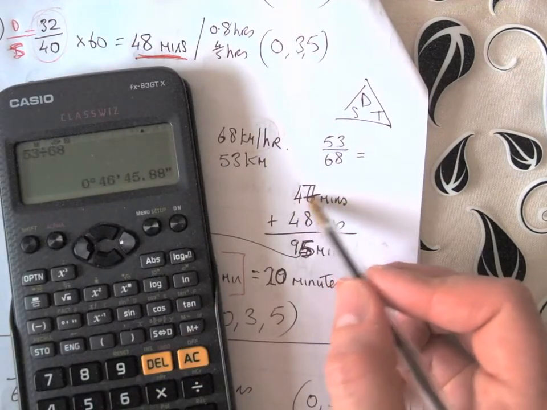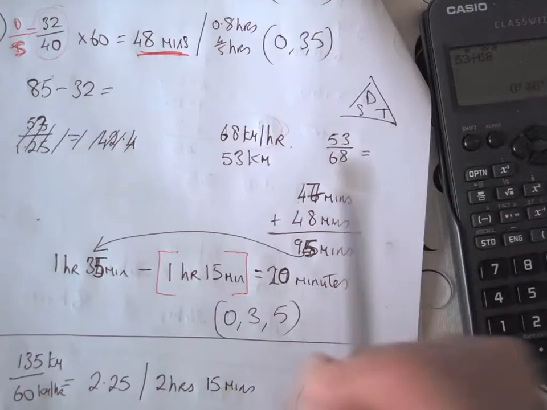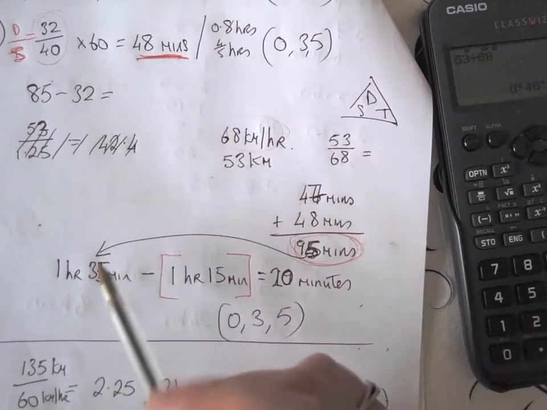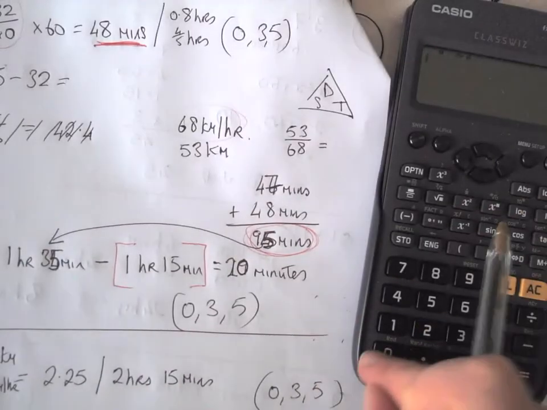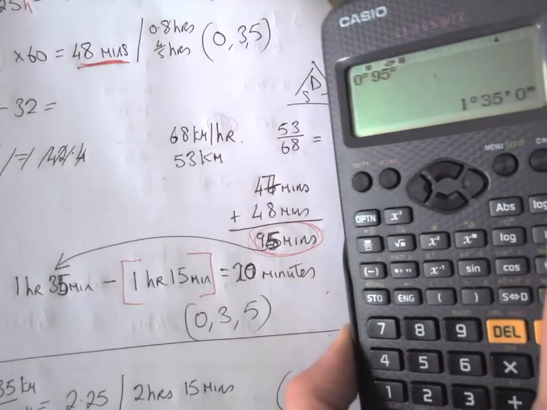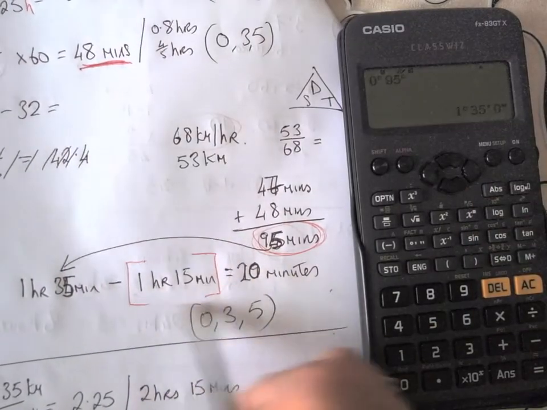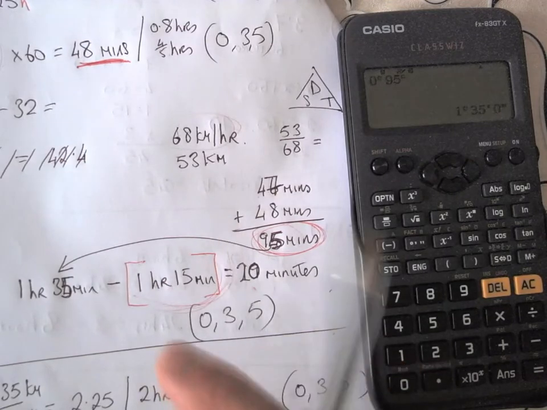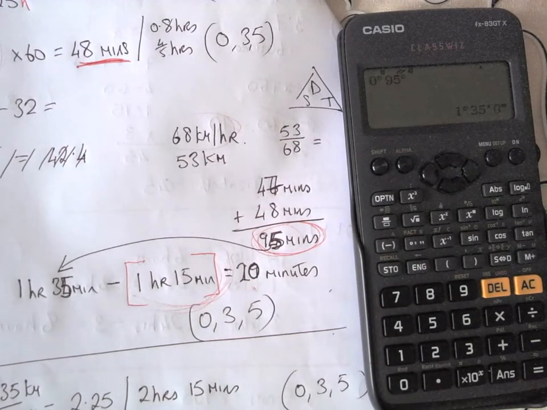So your second part of the journey took 47 minutes, your first part of the journey took 48 minutes, so that's 95 minutes altogether. If you're not sure what 95 minutes is, put it into your DMS and it'll do it for you. It's 1 hour and 35 minutes, and you're taking away his normal time for doing the journey, so the difference is 20 minutes. Okay, so there's a bit of working out in that one. Okay, question 3 then.